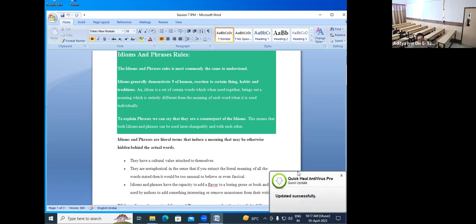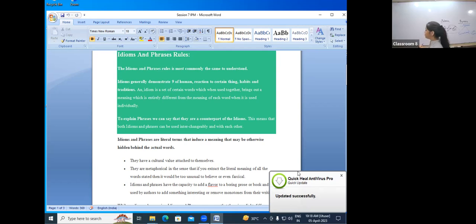In the green box, it is written idioms generally demonstrate a kind of human reaction. So what is the word there? In the green box in the second para. Can you just switch on your camera? Aditya, I think the camera is on, so I can't see you properly. Can you just repeat it again? I said in the green box on the board on the Word document. The second para mentions idioms generally demonstrate a kind of human reaction. So what does it mean?